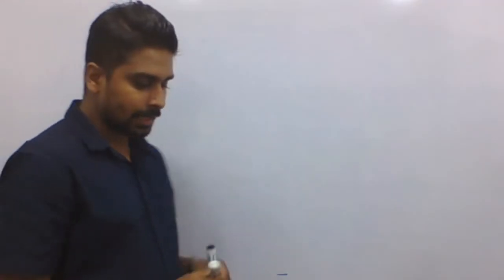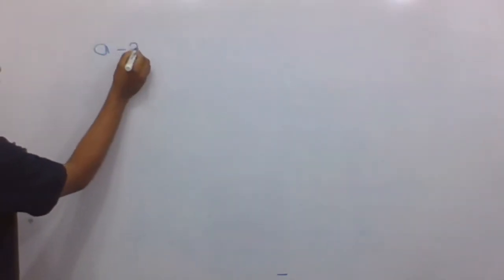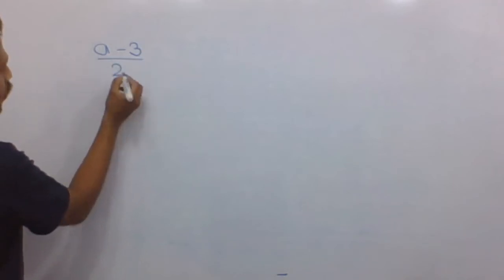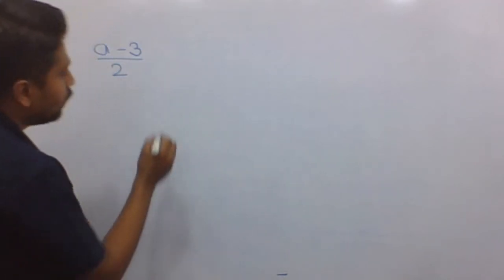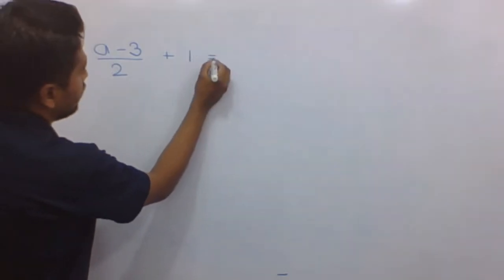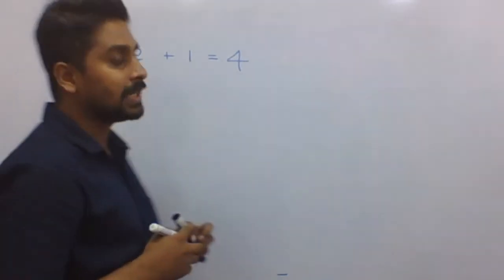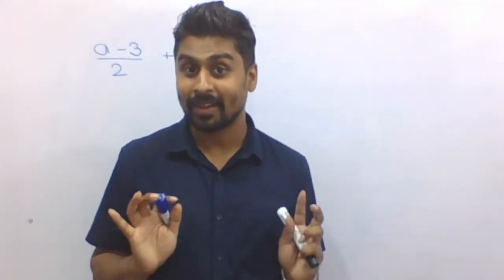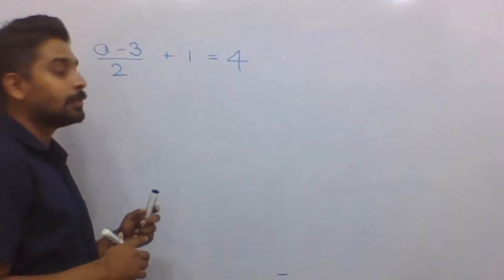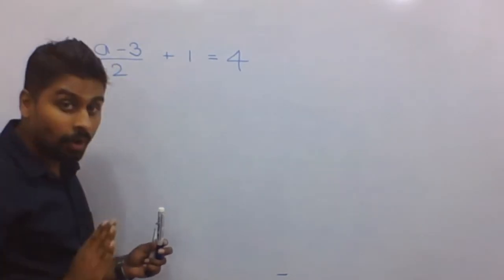The next question: a minus 3 divided by 2, plus 1, equal 4. Good question. Now you can follow the procedure step by step and try, right? Okay, then I am doing this one. Look at this one. a minus 3 over 2 plus 1 equal 4.